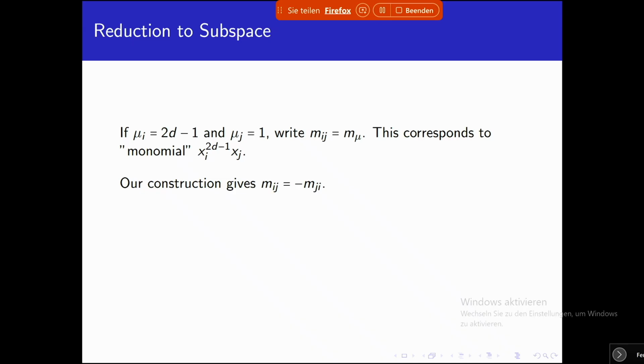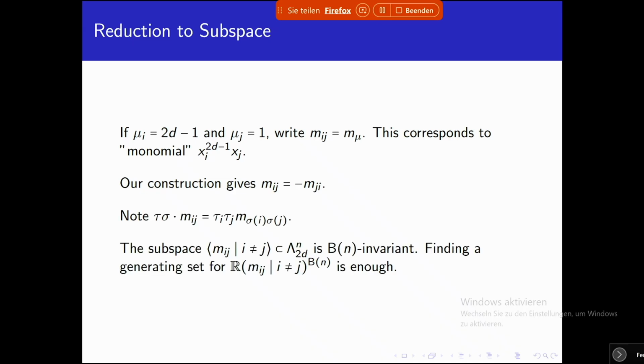Well, we can just swap i and j by some permutation. We can get a minus in front. And if we swap i and j, we also get a minus in front. And now, it is sufficient to find invariants of this ring, right? So we take a look at the field generated by all formal variables of the form mij, where i and j are different. And we have that mij is minus mji.